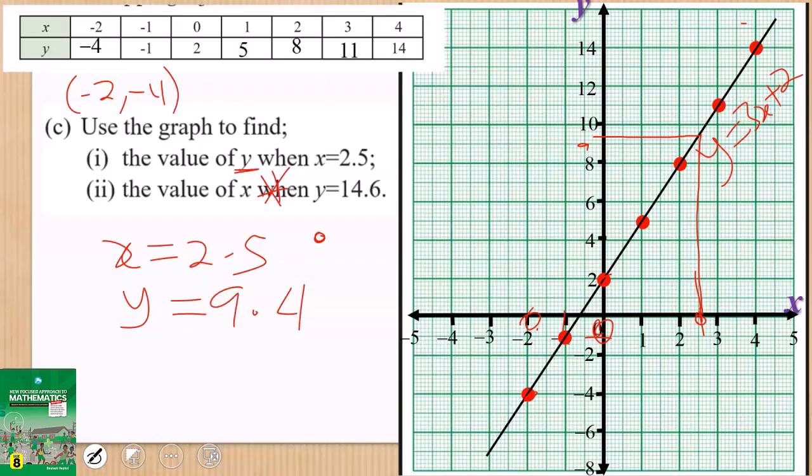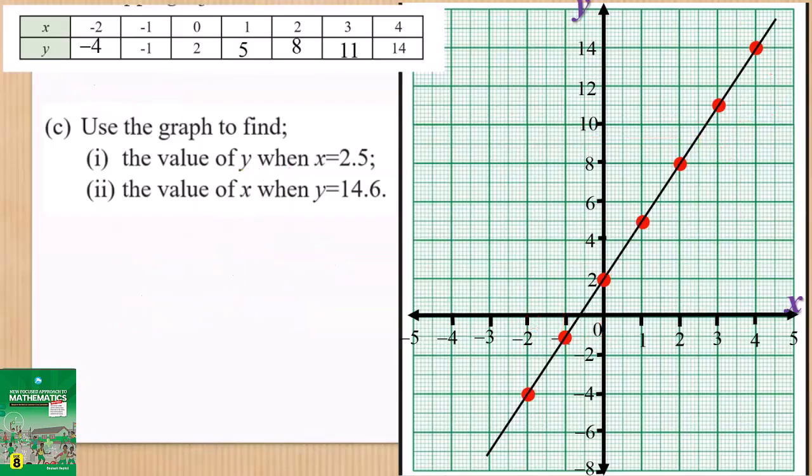Again, we have to find the value of x when y is 14.6. On the y-axis, let's locate 14.6, and it will be this point here. Have you seen the 14.6? Then we track it to the line, then from that point down, and read the value here, which is 4.3. So when y is 14.6, x is equal to 4.3. So you see that.